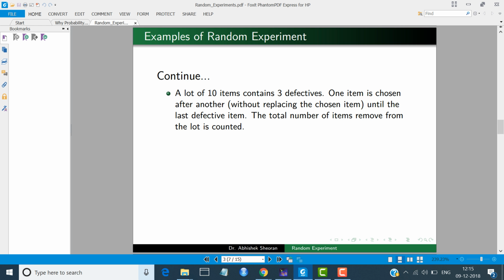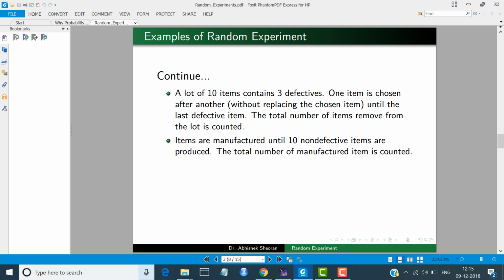We plug it into the switch and thereafter we can measure after what time it will fuse. Okay, next, a lot of 10 items contains 3 defective. We have a lot containing 10 items and we already know that 3 of them are defective. One item is chosen after another without replacing the chosen item until the last defective item is found. The total number of items removed from the lot is counted. For example, we take out each item and thereafter we find how many items we have removed.